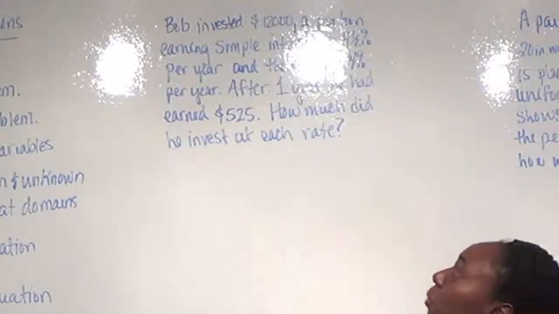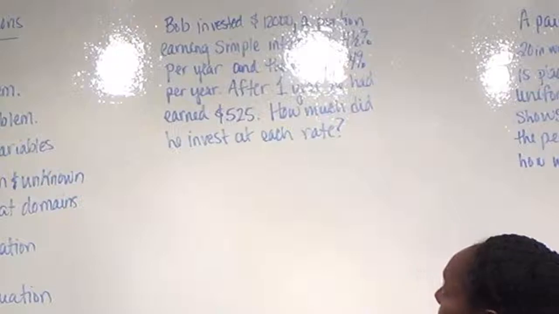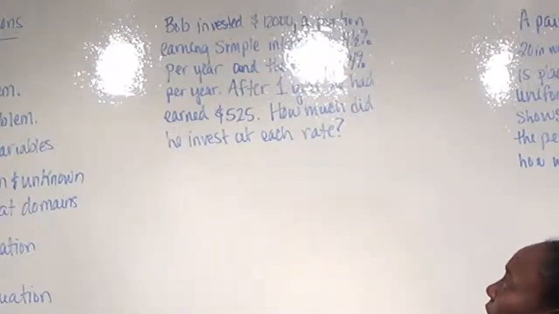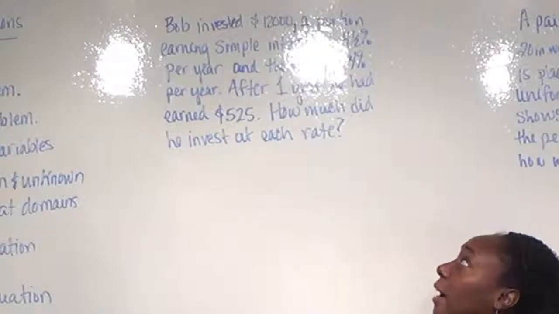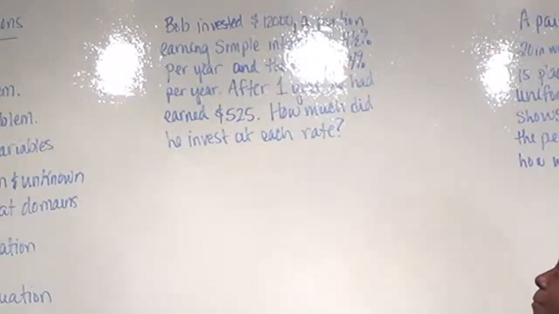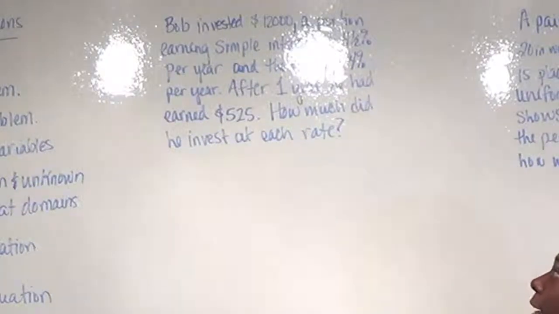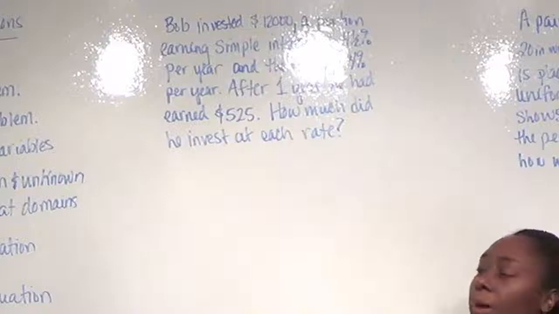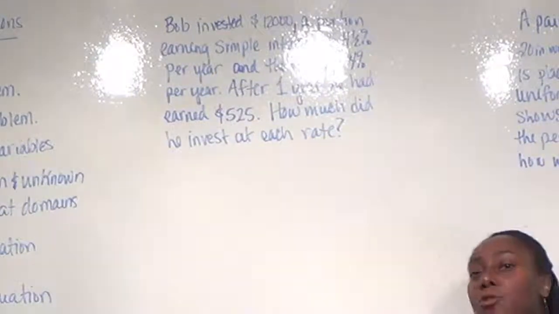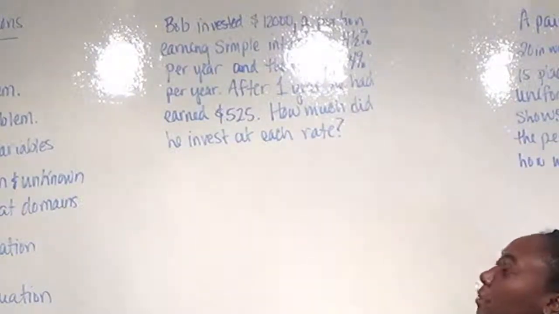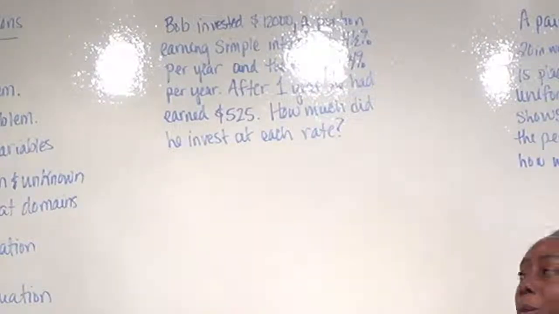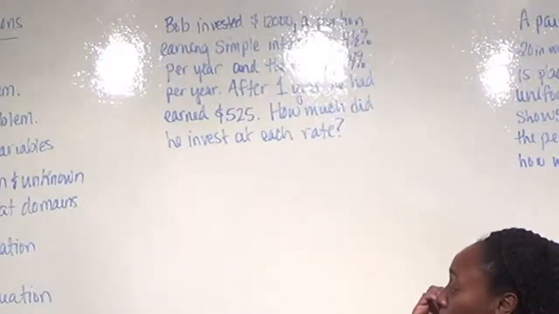Okay. So in this first one, Bob invested $12,000, a portion earning simple interest at 4.5% per year. The rest at 4%. After 1 year, he earned $525. How much did he invest at each rate? Okay, so we've just read the problem. We know it's now an interest problem, and we're looking for an investment. How much is being put into these different accounts?